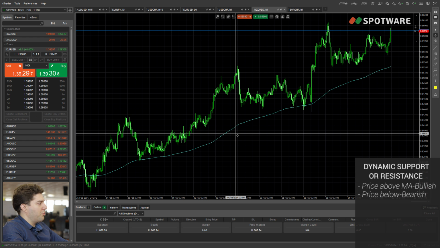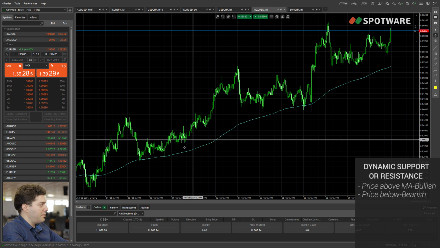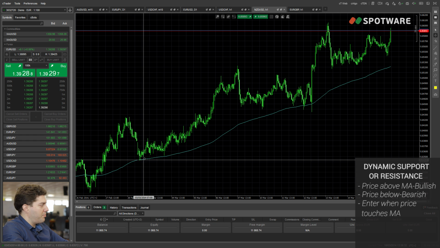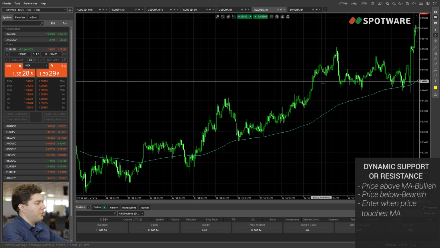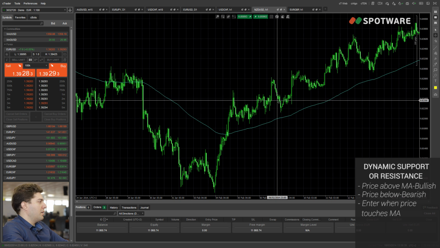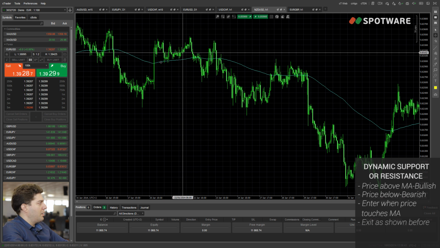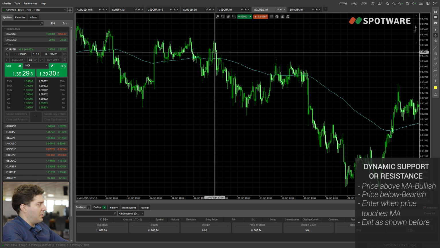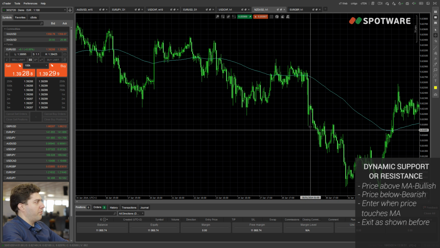And what we're doing is, because the moving average acts as dynamic support in this case, we can enter when the price touches the moving average, which is this spot or this spot or this spot, and exit using the rules I've shown you before. Same thing here, you see that the price is going down. When you find confirmation with lower lows and lower highs, like this confirmation, you can enter here and you can get a good profit.